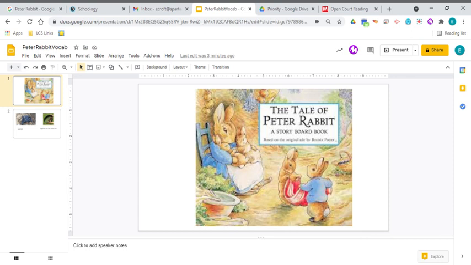Now, our story today is from the genre fantasy. Fantasy means that the people, the animals, the objects, they can do things that they really can't do in the real world. So it couldn't really happen. And the story takes place in a make-believe place.